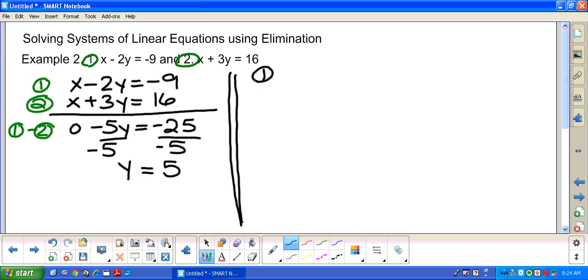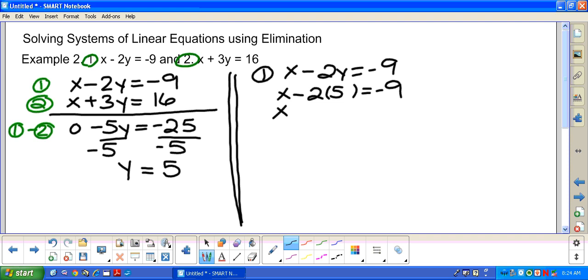Into equation 1, which is x minus 2y equals negative 9, we are going to plug in the value that we just determined y to be. We just found out y is 5, so I'm going to write 5 instead of y. I'm going to work this out. Negative 2 times 5 is negative 10 equals negative 9. My x is already positive, so I'm going to leave it right there. And I'm going to have negative 10 moving to the other side, so it's going to become positive 10.